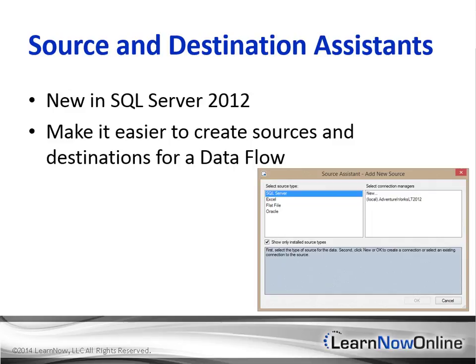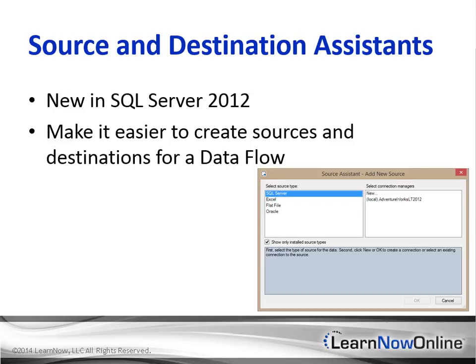Only the title of the dialog box is different based on whether you selected the source or destination assistant. You can opt to uncheck the Show Only Installed Source Destination Types, which is checked by default, because that controls whether or not it shows all data providers, whether you have them installed or not. So you can use other providers. They just may not be available at execution time.